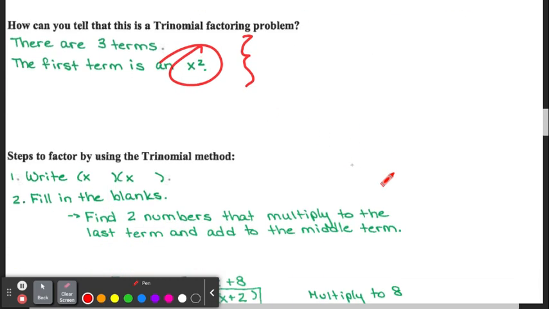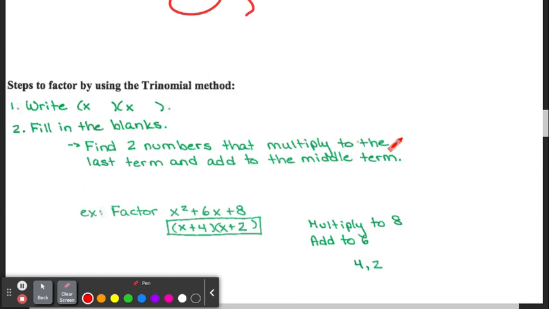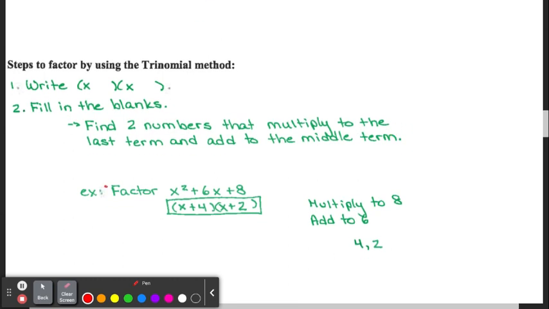So now here are our steps. Actually, don't worry about writing this. That's my own personal thing.